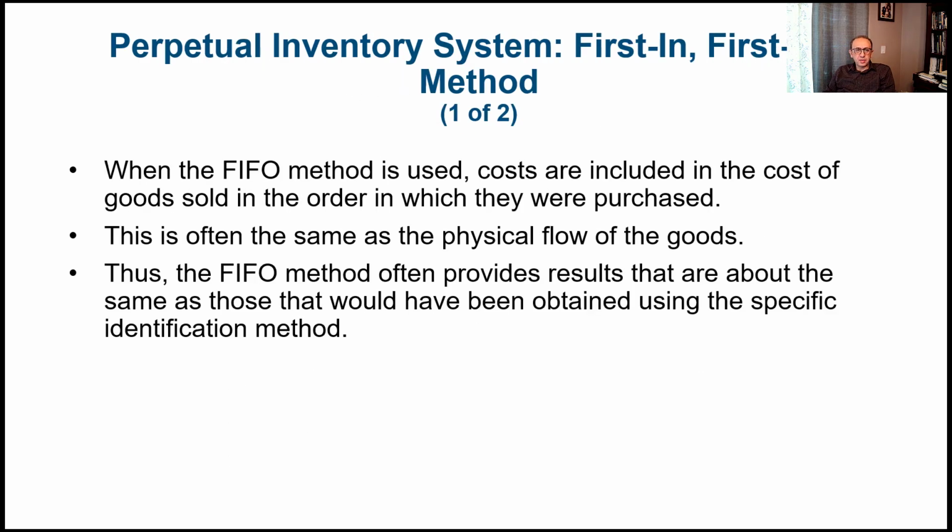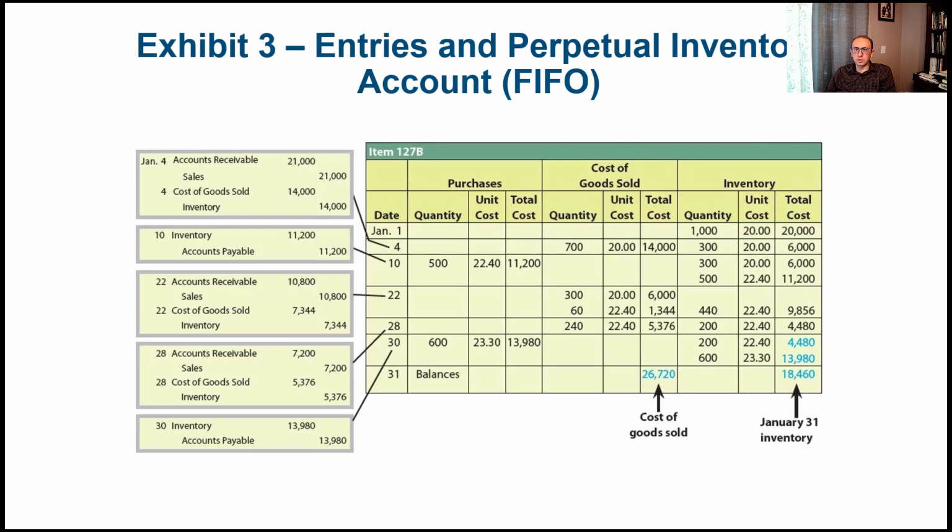So when the FIFO method is used, costs are included in the cost of goods sold in the order in which they were purchased. This is often the same as the physical flow of the goods. Therefore, the FIFO method often provides results that are about the same as those that would have been obtained using the specific identification method. Yet, it's not always the case, but it's somehow similar.